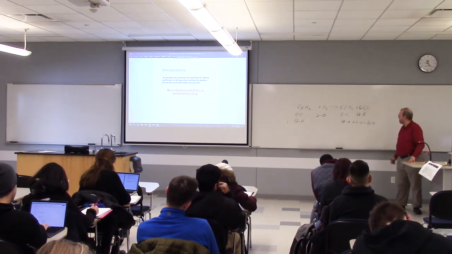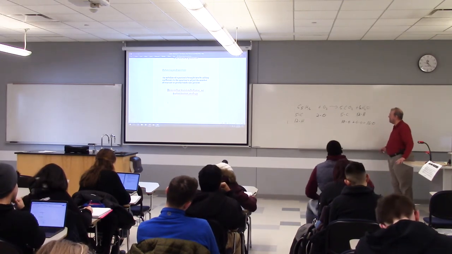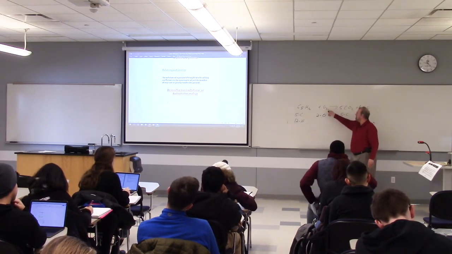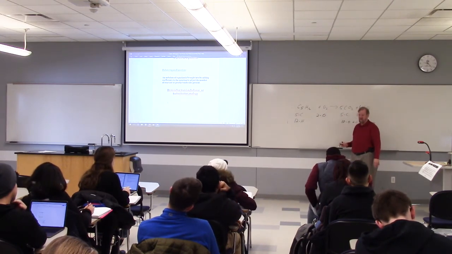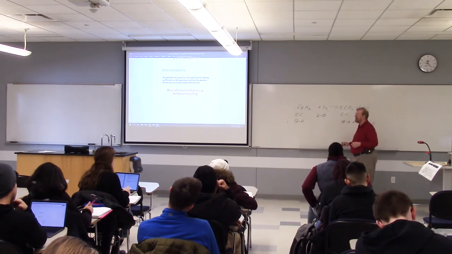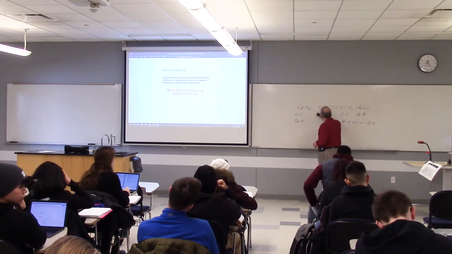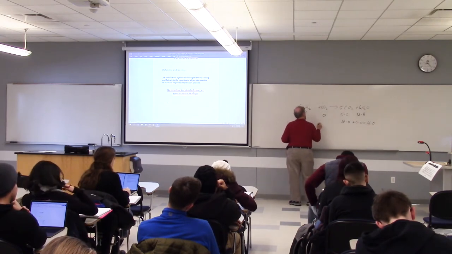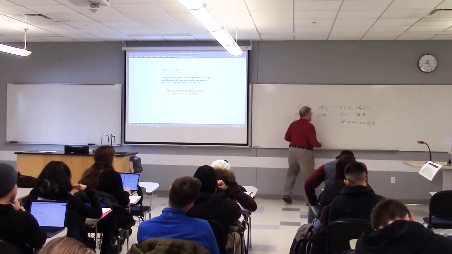No. Now, if I have 16 oxygen here, how do I get 2 here? Well, 2 goes into 16. How many times? Get your calculator out. No. 8. So if I do this, 2 times 8, I have 16 oxygen.